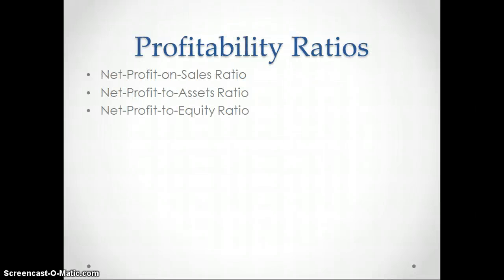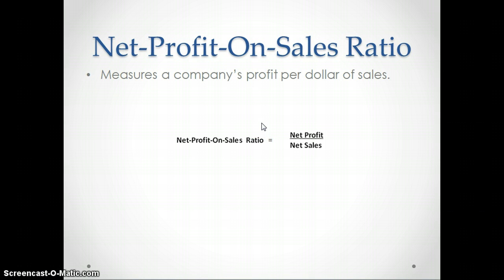Next, we're going to look at three different ratios, which are considered profitability ratios. Those three ratios are the net profit on sales ratio, the net profit to assets ratio, and the net profit to equity ratio. The first ratio we're going to look at here is the net profit on sales ratio. To calculate that, you put the net profits over the net sales. What this measures is a company's profit per dollar of sales.